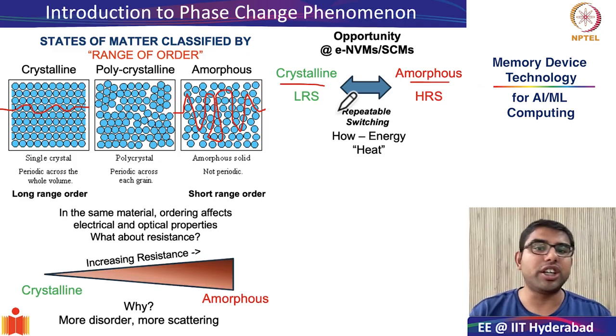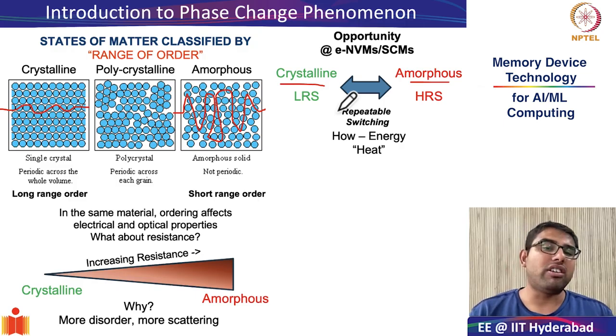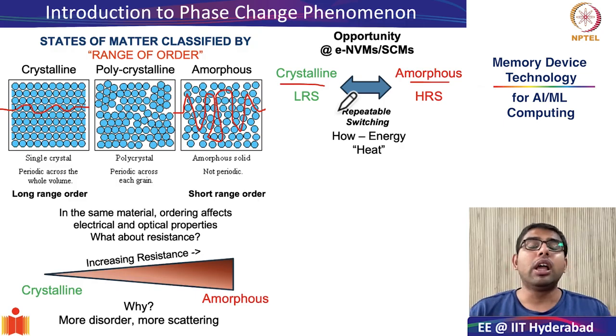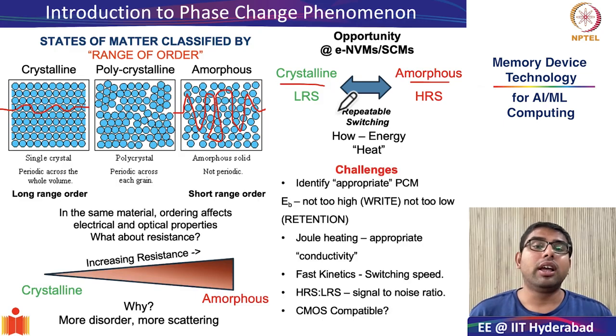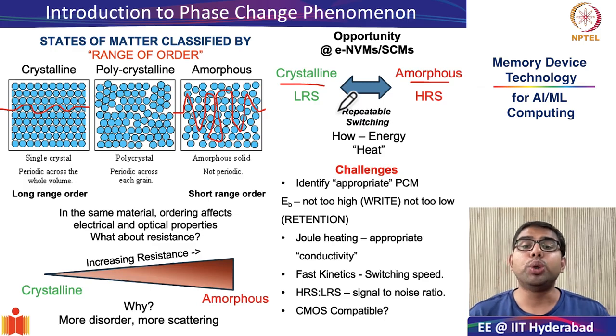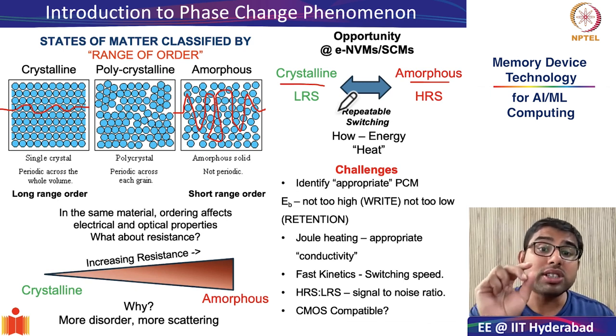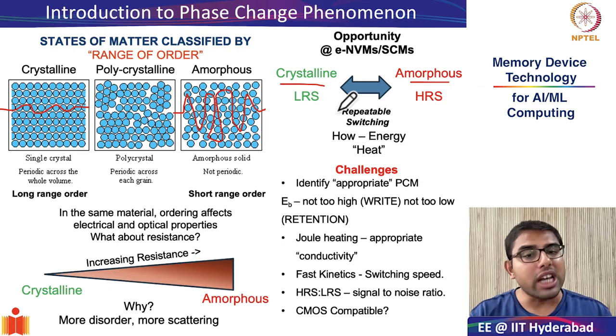So the important question to ask is, how is this switching facilitated? Generally, it is done through energy or heat. And what will be very interesting in the context of PCRAMs is how do we provide this energy or heat using electrical pulses? Okay, so while there is a great opportunity in this area, there are also several challenges that we should discuss before moving forward. So what are the challenges?